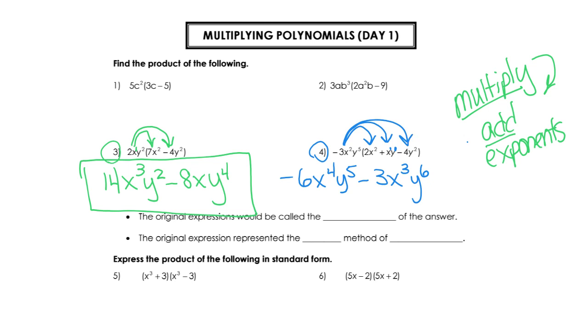Distribute one more time because there's another term in there. Keep in mind, guys, a negative times a negative is a positive. 3 times 4 is 12. X squared, so there's no x's here. Y to the 5th and y squared, remember, add your exponents, so 5, 6, 7. And we're finished.